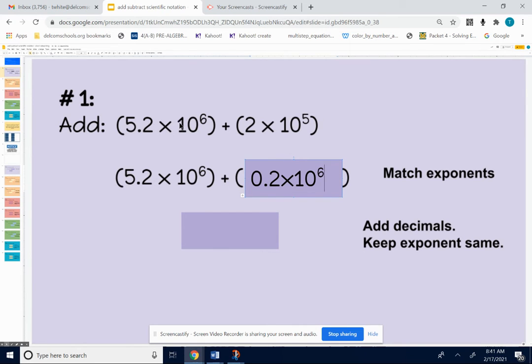To match it up with the 10 to the 6th, I need to take 10 to the 5th and make it 10 to the 6th. But I need to move that decimal point 1 left. Okay, now I'm ready to go. All I need to do is add 5.2 plus 0.2. If you're doing this on paper, line your decimal points up. You get 5.4 times 10 to the 6th. The control period for the exponent. Okay, so we had to match those up.